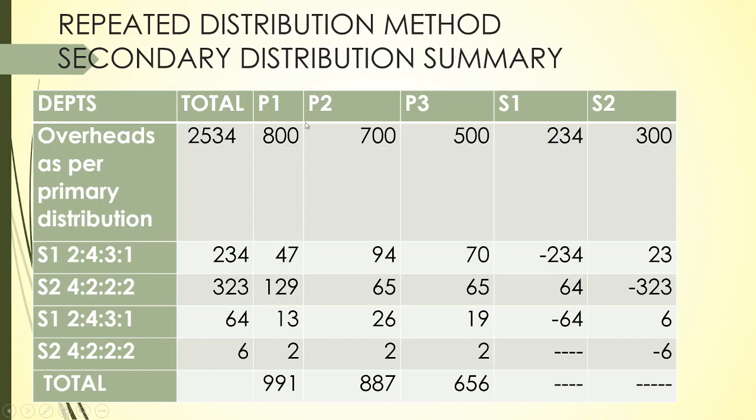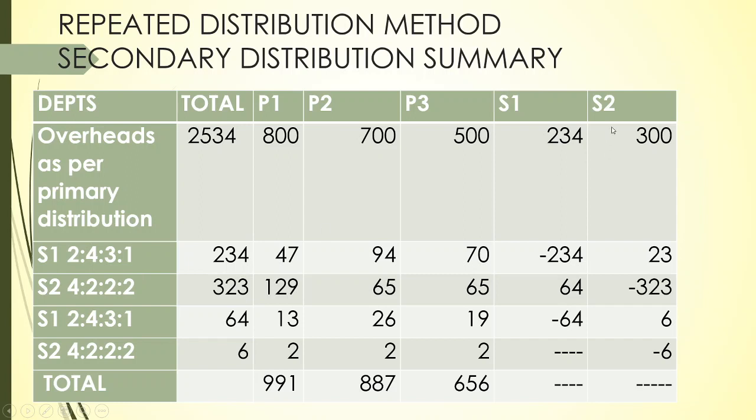Overheads as per primary distribution: P1 is 800, P2 700, P3 500, S1 it is 234 and S2 it is 300. Now first we will take S1 department. The total overheads are 234. This 234 should be distributed to P1, P2, P3 and S2 in the ratio 2:4:3:1. So in this ratio it is distributed: P1 47, P2 94, P3 70 and S2 23. So in the S1 column you have written minus 234.